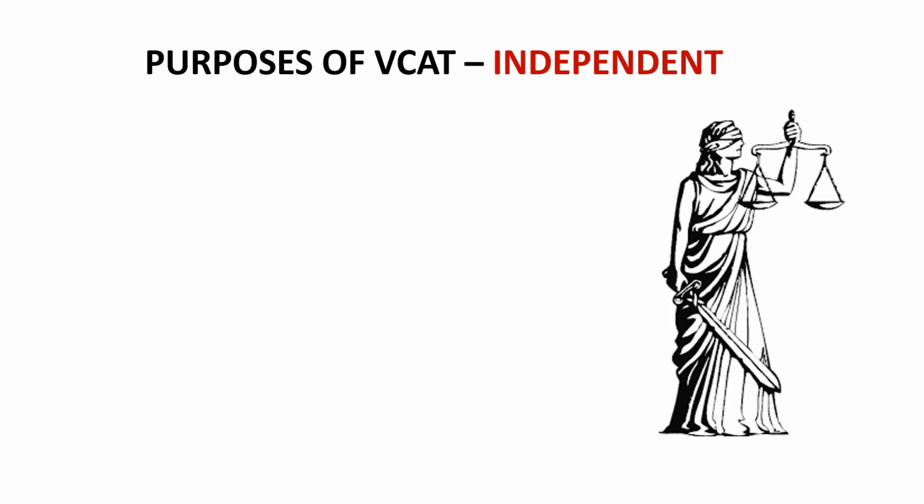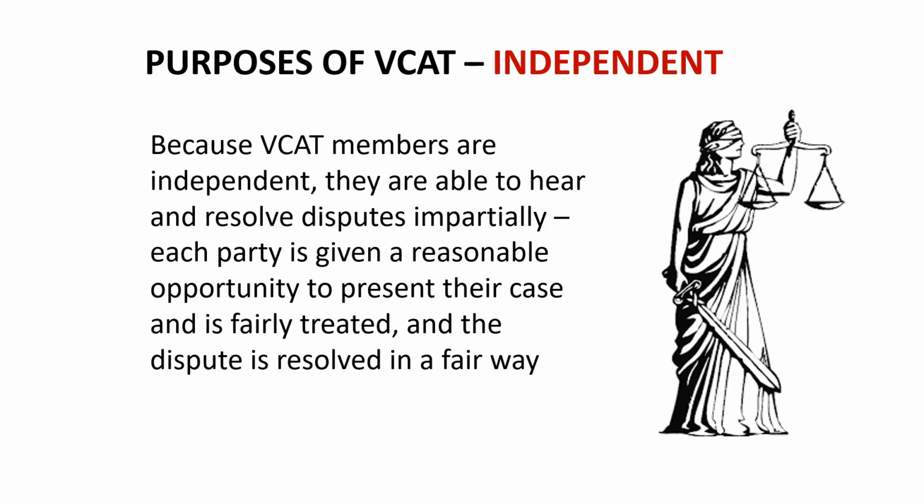The first purpose of VCAT is to provide independent dispute resolution services. VCAT members are independent, which means that they're able to hear and resolve disputes impartially, that is, without favouring any party. This is critical to ensuring that each party is given a reasonable opportunity to explain their case, that the parties are fairly treated, and that any resolution of the dispute between the parties is also fair. In this way, VCAT is like Consumer Affairs Victoria and the courts, which are also independent dispute resolution bodies.